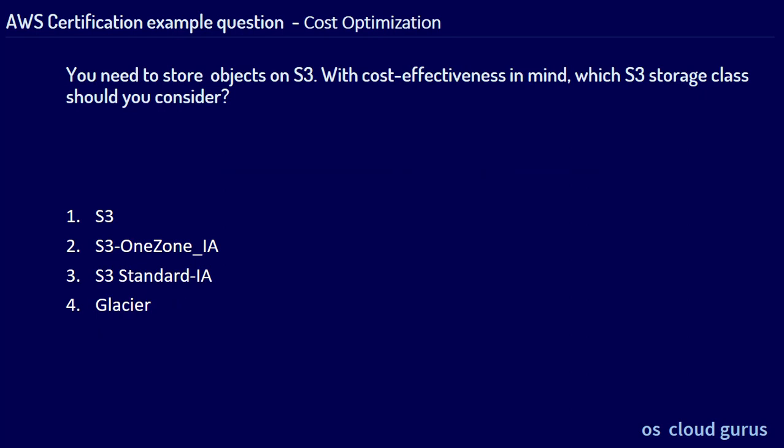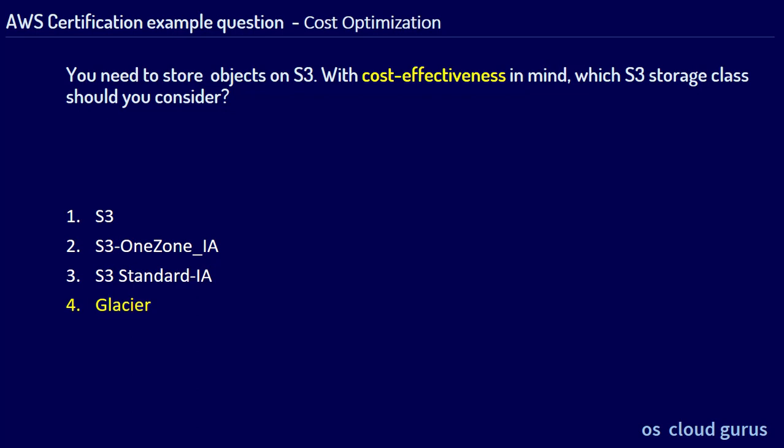Next, you're probably going to get a lot of questions about storage types, which one to use. It's good to know the S3 storage classes by heart. Let's have a look at a couple of questions concerning the S3 storage classes, and the first one is: you need to store objects on S3 with cost effectiveness in mind. Which storage class should you consider? In this case, it is going to be Glacier, because this is the cheapest solution, and there are no other requirements here in the question.